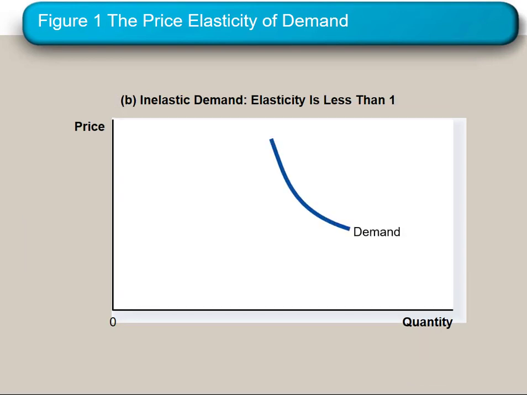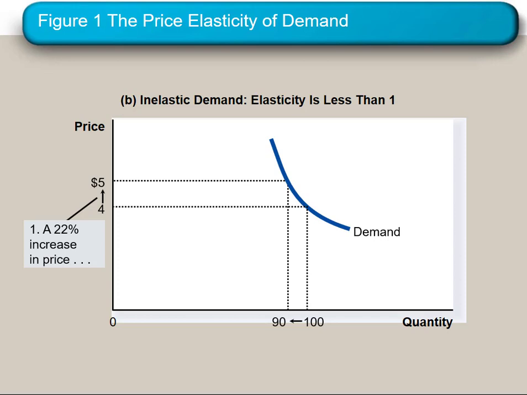So an inelastic demand curve looks relatively steep. This isn't a straight line, but hopefully you can see it's relatively steep. And here, if we were to pick 2 points and calculate the percentage change in price and the percentage change in quantity demanded, you can see the percentage change in quantity demanded is only 11% in this illustration in response to a 22% increase in the price. So that's going to give us a number that's in absolute value less than 1.